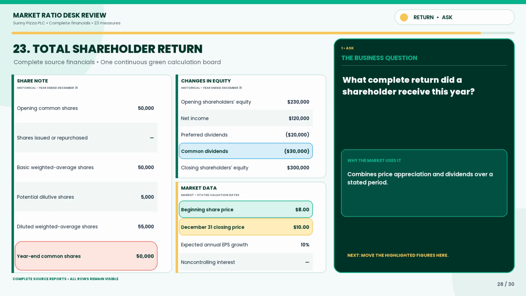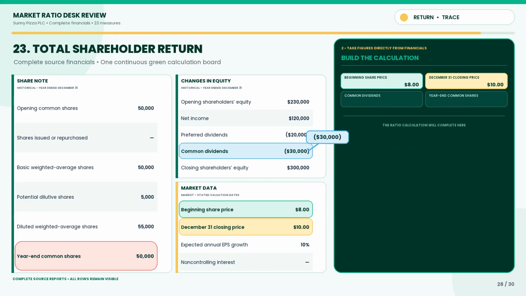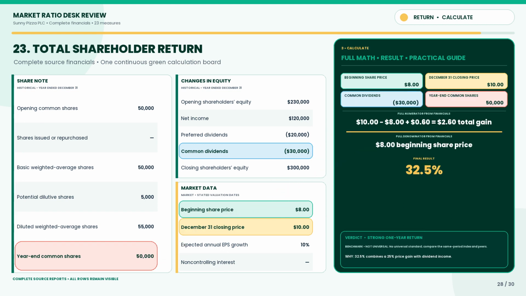What complete return did a shareholder receive this year? Combines price appreciation and dividends over a stated period. The price increased from $8 to $10, creating a $2 gain. Add 60 cents of dividend per share. Divide $2.60 by the $8 beginning price. Total shareholder return is 32.5%.